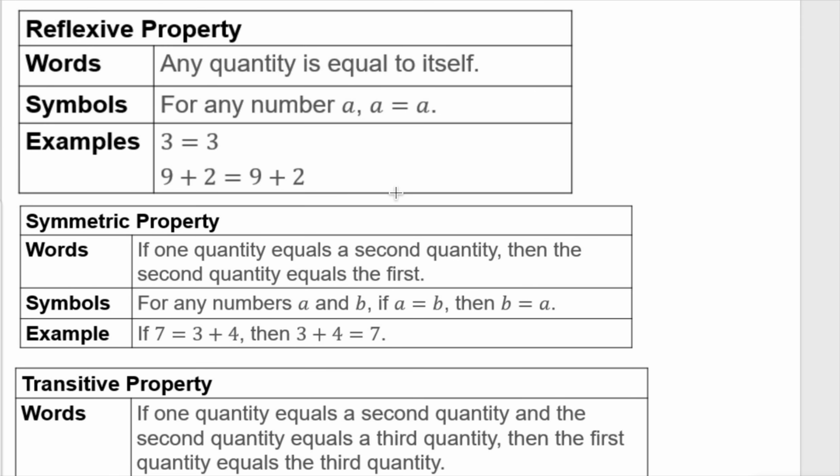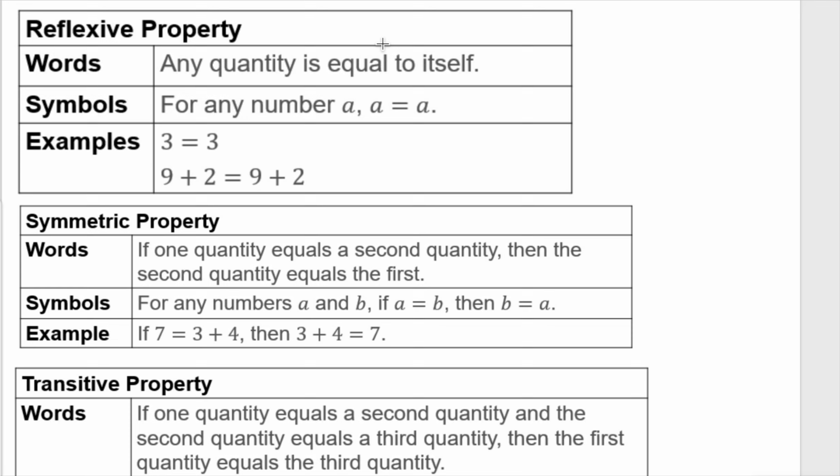Any quantity is equal to itself. For letters or variables, we would say A is equal to A. For numbers, 3 is equal to 3, or 9 plus 2 is equal to 9 plus 2. It's almost like you go into the doctor's office and they check your knee reflexes, and you can't control the knee reflex. You essentially kick when they bump below your knee. So it's like there's no time to think, it just is what it is.